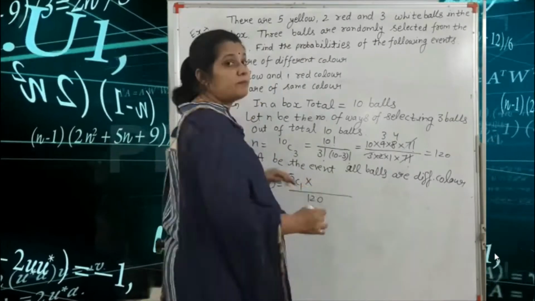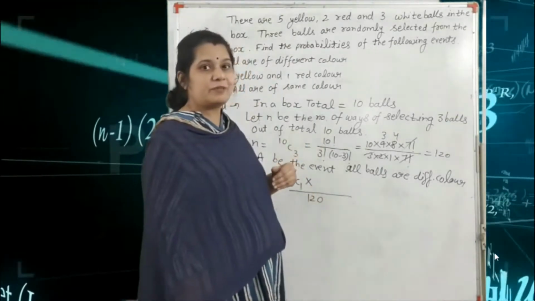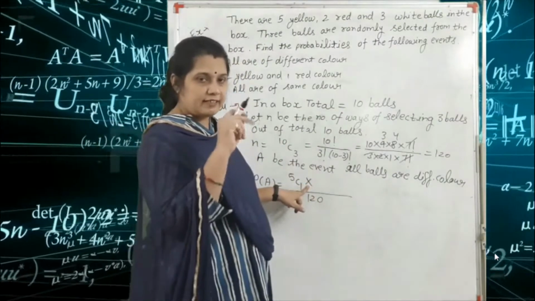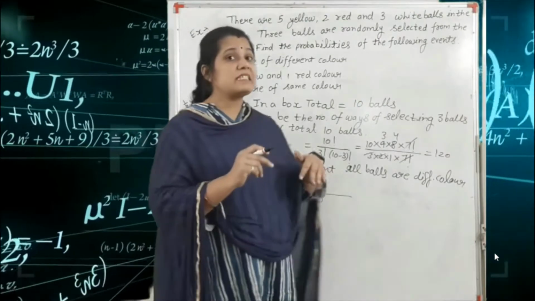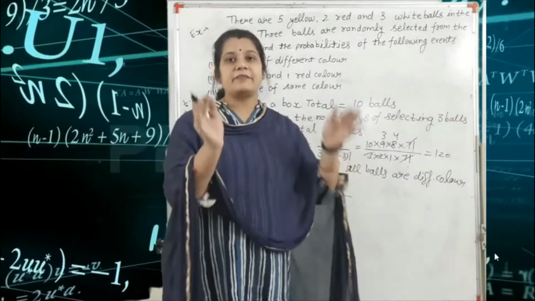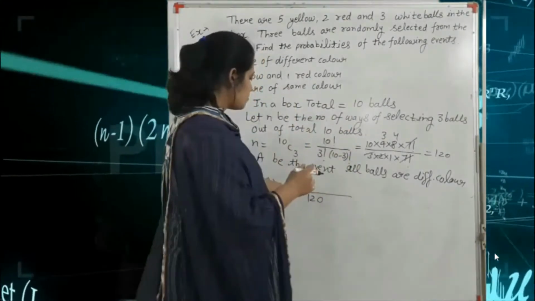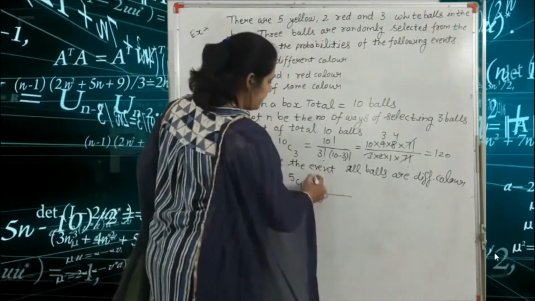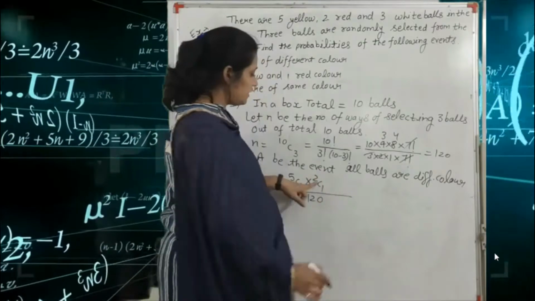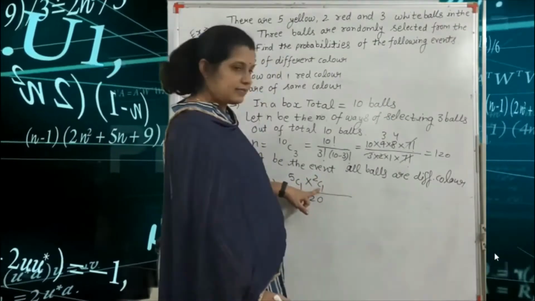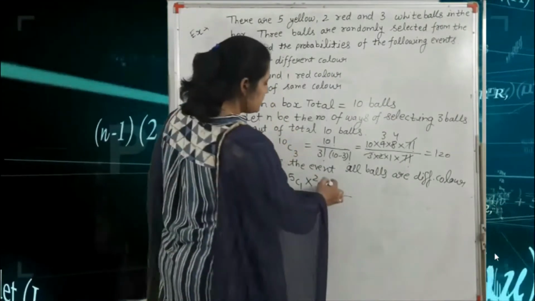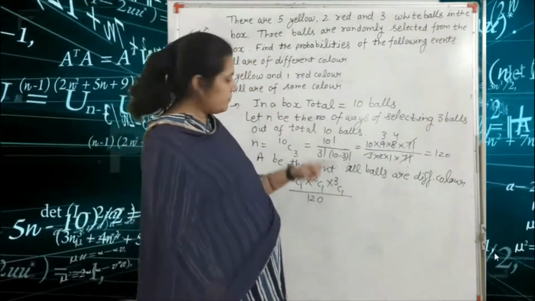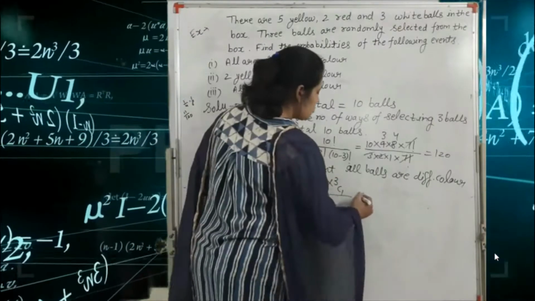We write here the multiply sign. Why do we write the multiply sign? Because the multiply sign means intersection, that means and. So one ball is yellow, so we write 5C1. One ball is red, so we write total red balls is 2 and select one red ball, 2C1. Next is 3C1, because total white balls is 3. So solve this.